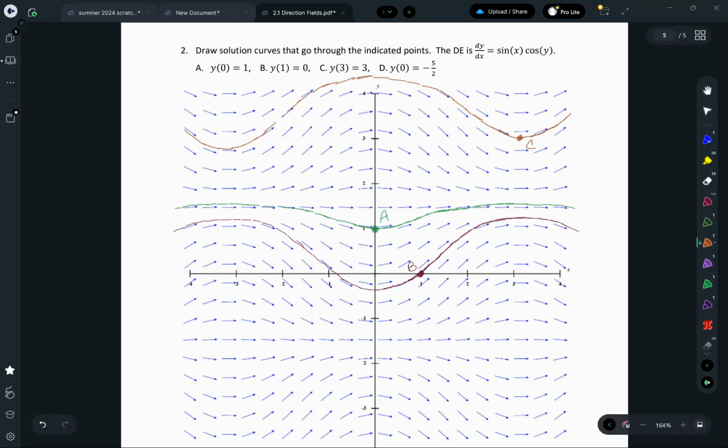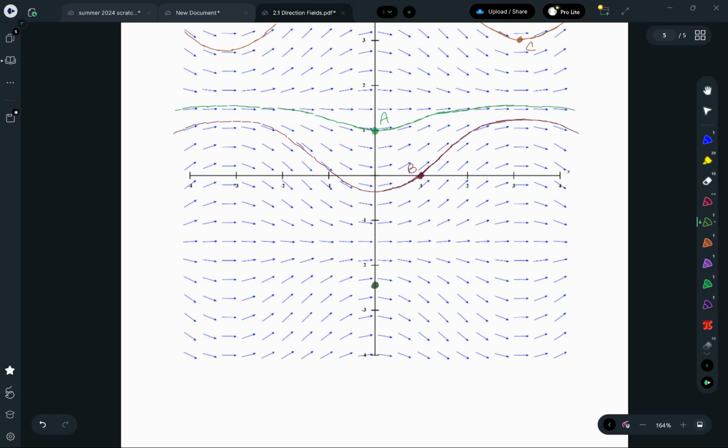And then D, need a different color. Let's go with a dark green. Okay, y of 0 is -5/2. That is a -2.5, which is down about here on the y-axis. Okay, I'm going to go to the left first, do the hard part first. So again, I'm just following the slopes of these little lineal elements to get the flow of my solution curve, and then I'll do it again.